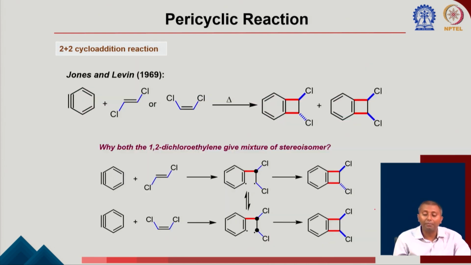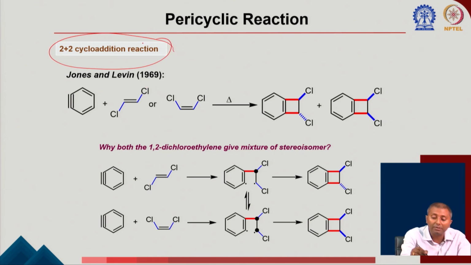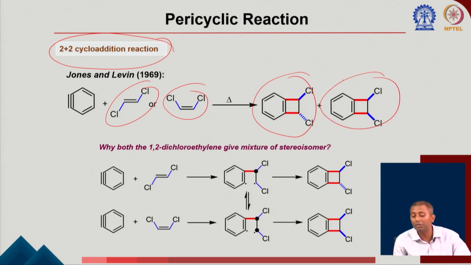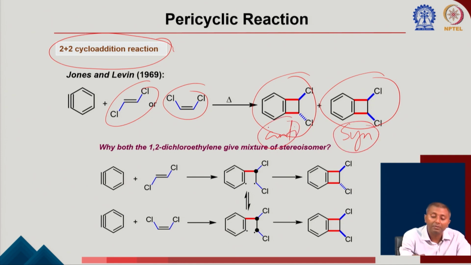Again, the other thing is that benzyne can participate in a 2+2 cycloaddition. If you use this 1,2-dichloroethane, cis versus trans, you still end up getting a similar type of product selectivity. You are still able to get both cis and trans, that means both syn and anti, sorry. So this will be your syn and this will be your anti. Using either the trans or cis, you end up getting a mixture of both.